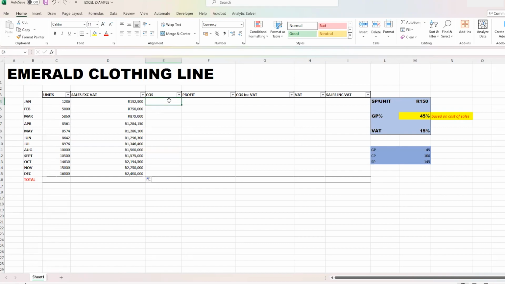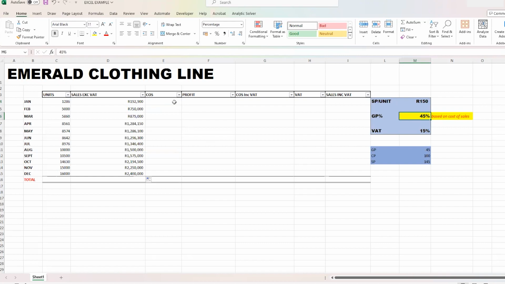Okay, what else can I do? Cost of sales. Now when I understand my cost of sales, how do I get my cost of sales? Remember, I've got my sales excluding VAT. I've got my units sold, so I can work on this. What can I use? I can use the gross profit percentage that you're looking at here. 45% is the gross profit percentage. So how do I do this?